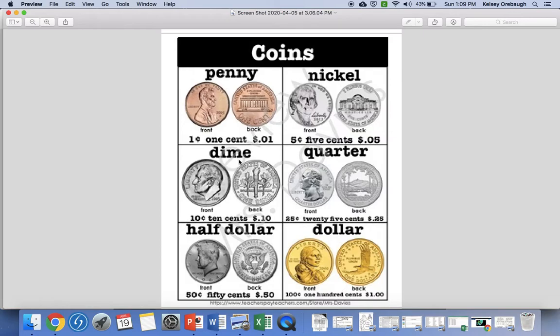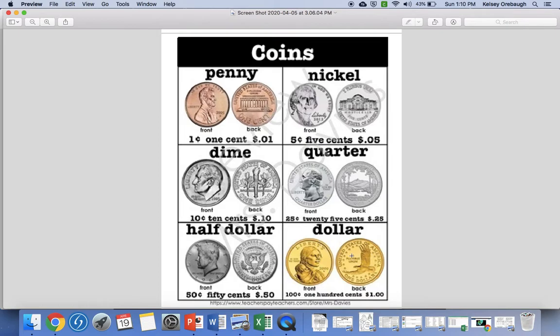We have the dime, worth 10 cents. 10 cents. The quarter, which is worth 25 cents. The half dollar, which is worth 50 cents. And finally, the dollar coin, which is worth 100 cents or $1. There's our dollar symbol. Sorry, it's a little bit blurry, but we remember that the cent symbol comes after the amount of cents. The dollar symbol comes before the amount, okay?